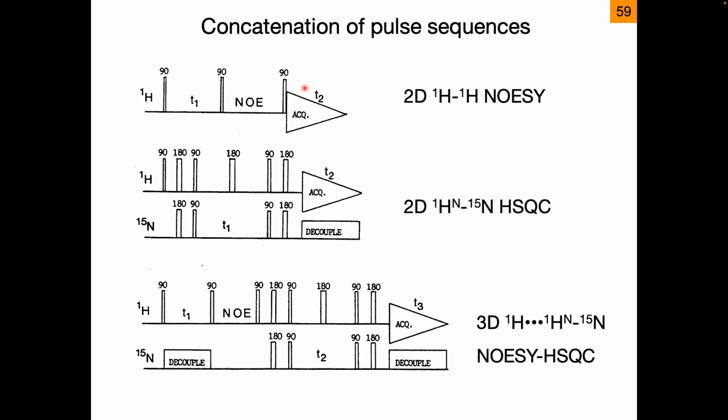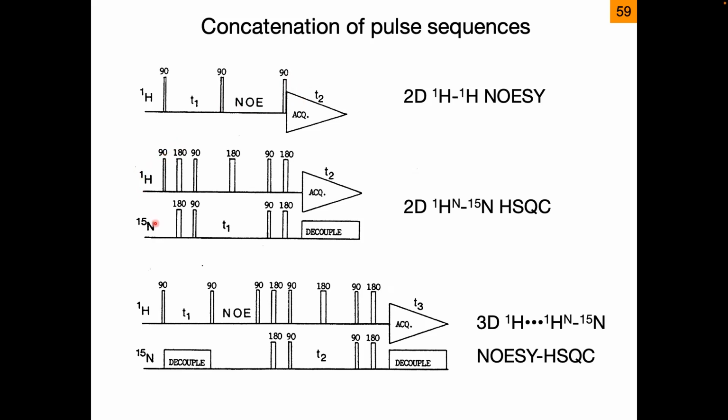So this is the NOSE, and now we could try to get more resolved information by combining this NOSE with an INEPT step to learn about the frequency of an attached nucleus. For example, if you have a NOSE between any aliphatic proton and an amide proton, you would like to know the frequency of the nitrogen that is attached to the amide.